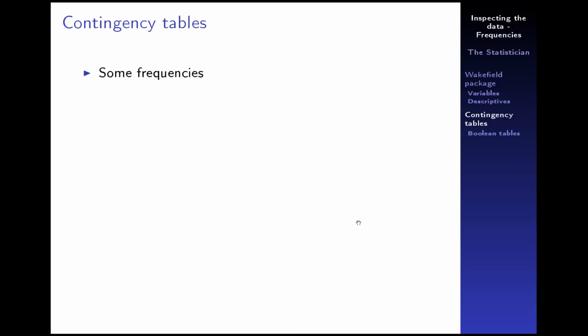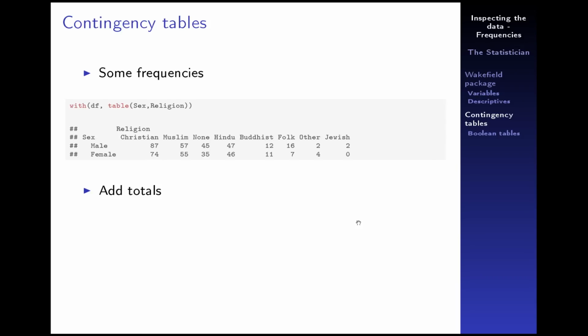Next we are doing some contingency tables, and I'm using the with data syntax, but you can use the $ sign syntax, and we can see that using table function we will have the sums of each religion divided by the sex variable, and we can see that there are no Jewish female in this data.